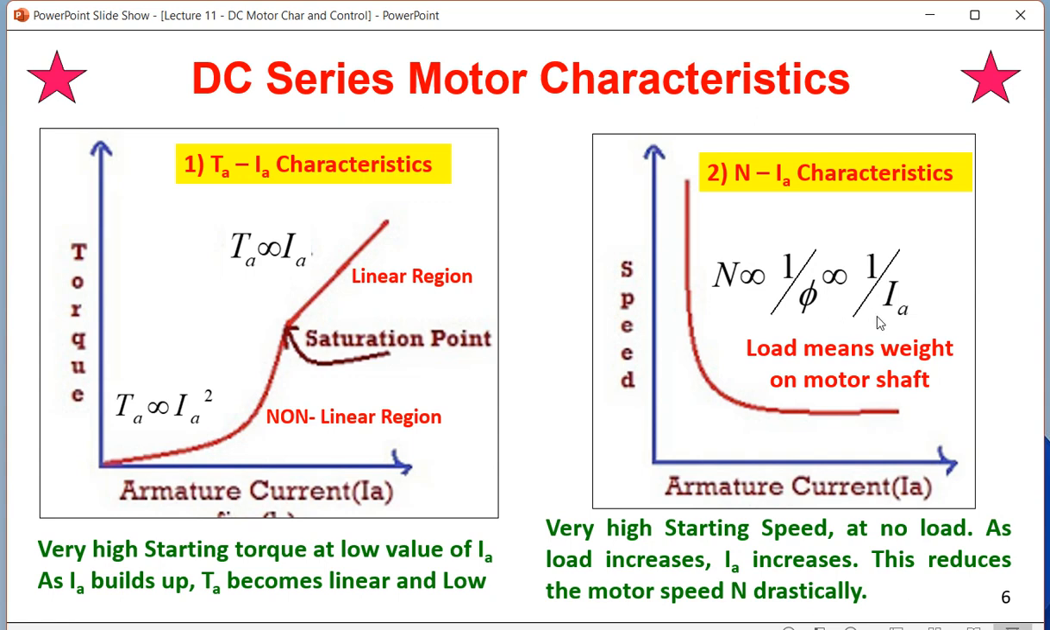So actually I am showing two graphs, but I am explaining three graphs. The three graphs are T versus IA, N versus IA, and N versus phi or N versus IF graph. And the N versus phi and N versus IA characteristics are the same. At low current, speed is very high. At high value of current, let it be field or armature, the speed becomes very low.